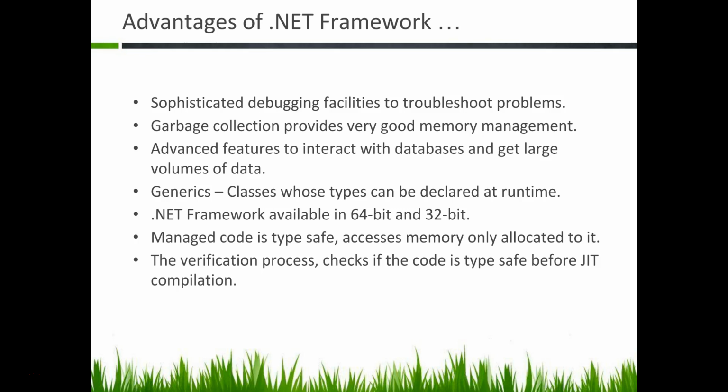Again, this is one of the old features but still very useful: generics, where you can have the type of your class declared at runtime. So that you can define a class as a number that can do addition, subtraction, multiplication and everything, and then you can declare what exactly is the type of that class. Basically, you are going to create this for an integer, a float, or a scientific number. You can do that. And then again, .NET Framework is available in both 64-bit and 32-bit.